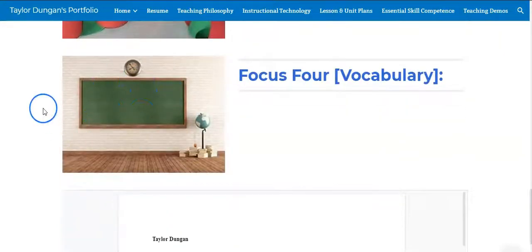And lastly, we have Focus 4, which is vocabulary. For this focus, students would brainstorm as a class words that they would like to know more about. Doing this allows a natural sense of curiosity to form while students get involved in picking out their vocabulary words.